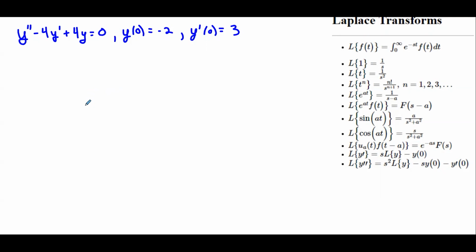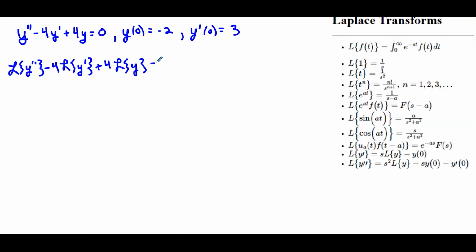Okay, so we're going to solve another differential equation with Laplace transforms. This time it's y double prime minus 4y prime plus 4y equals 0, y of 0 equals -2, y prime of 0 equals 3. And again, we're going to take the Laplace transform of both sides. We're going to split it up into three different Laplace transforms, and we're going to factor out the constants.